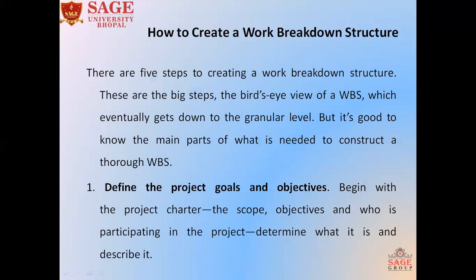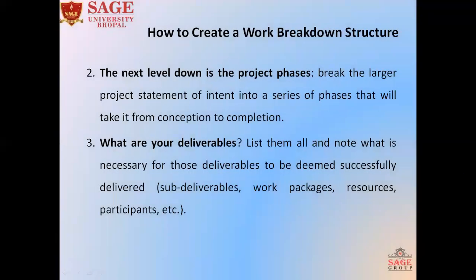Then how to create a work breakdown structure. There are 5 phases which help to create a work breakdown structure. First one is define the project and its goal and objective. Next one is the level of projects, which is divided into phases as I defined earlier, that is initial, planning, execution, control, and close out.